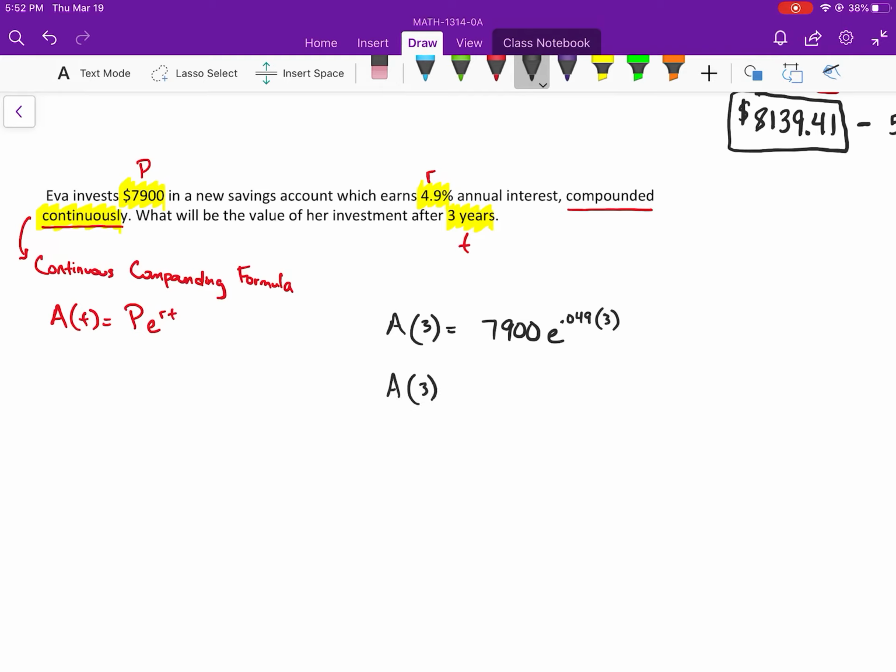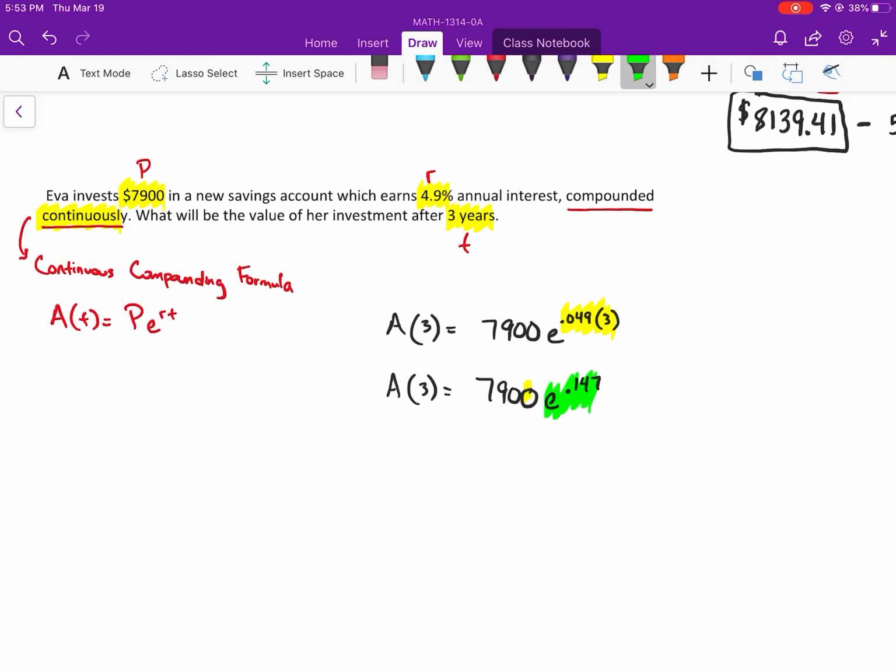A lot of you could probably punch this into your calculator all at one time, but I'm going to go ahead and take it in parts here. The first thing I'm going to take care of is that 0.049 times 3. So 0.049 times 3 is 0.147.